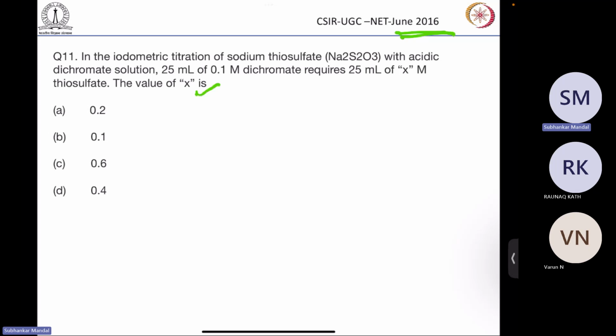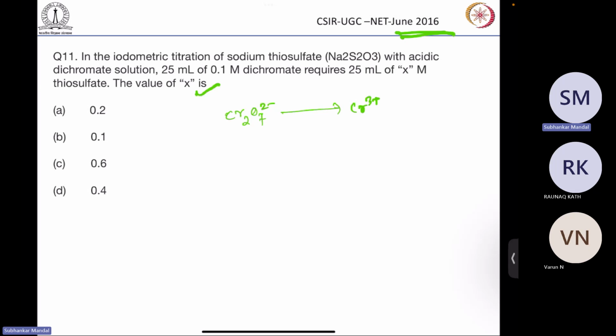Okay, so how can we proceed with this? Can anyone suggest? Basically we have to write the equivalent equation. I think some redox reaction is going to happen. So from there, how much equivalent of dichromate is required for X equivalent of thiosulfate? If we see, dichromate is the oxidizing agent. What is the symbol of dichromate? Cr2O7 2 minus. Okay, so this is the dichromate. When it oxidizes others, it reduces itself to chromium 3 plus.